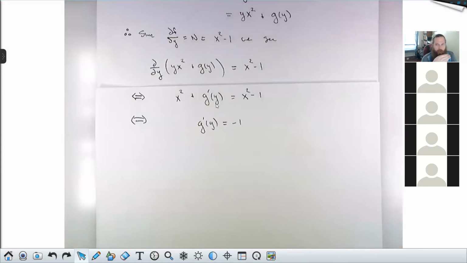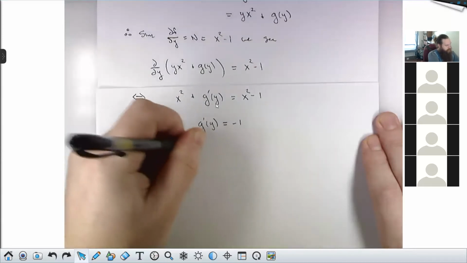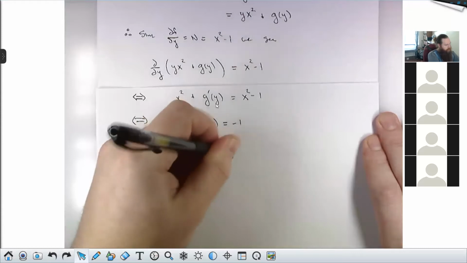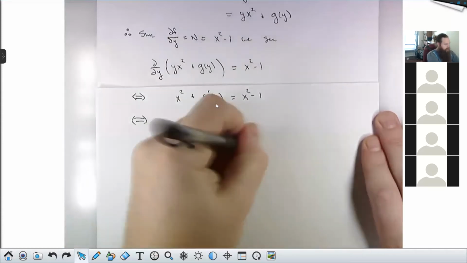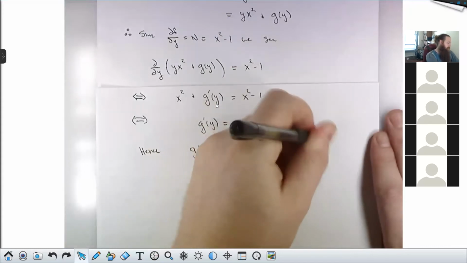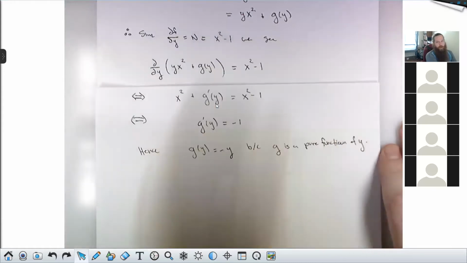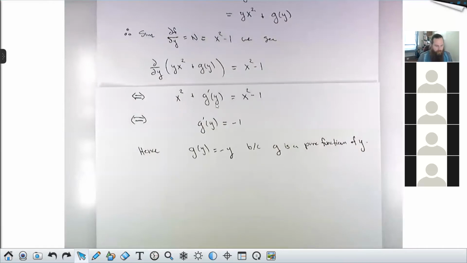And the big thing here in this last step is to remember that g is a pure function of y. G doesn't have any x's in it at all. So now you can integrate on both sides to deduce that g of y is just -y, because we know that the function g is a pure function of the variable y. It was like the constant of integration from a partial derivative with respect to x.